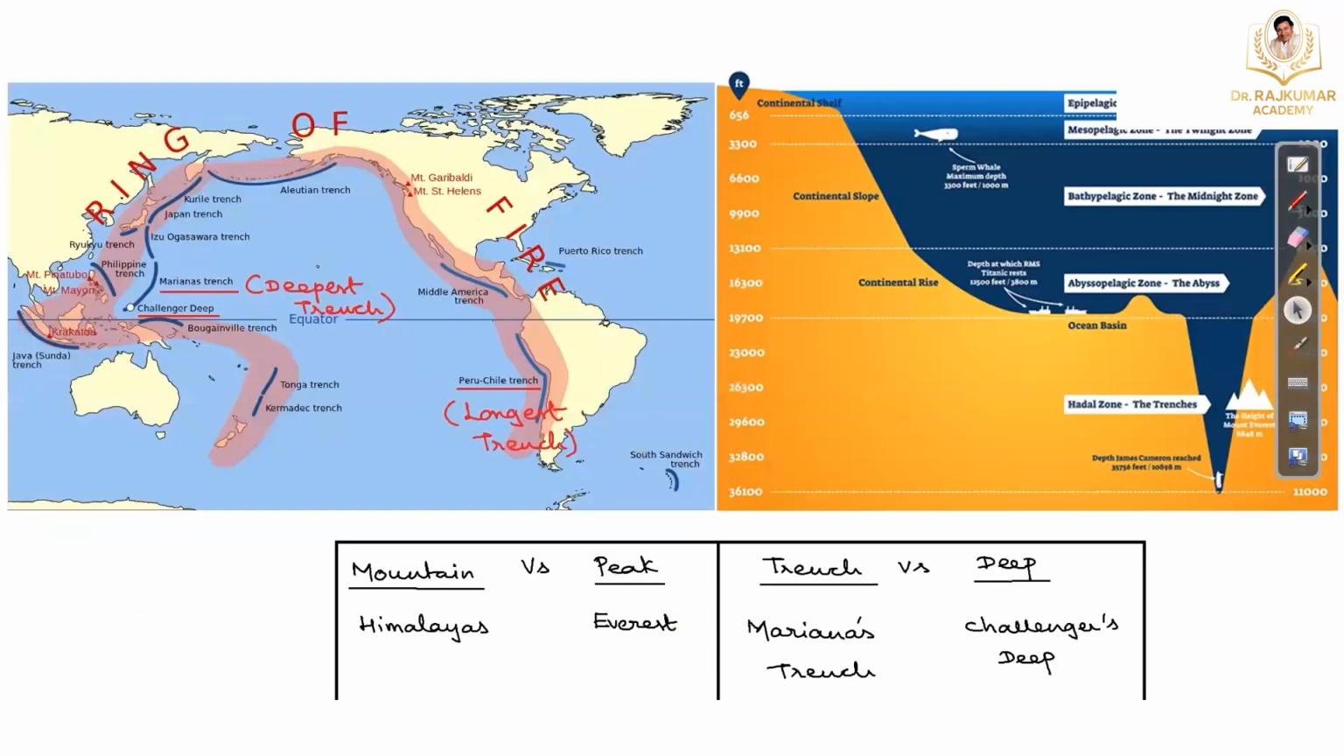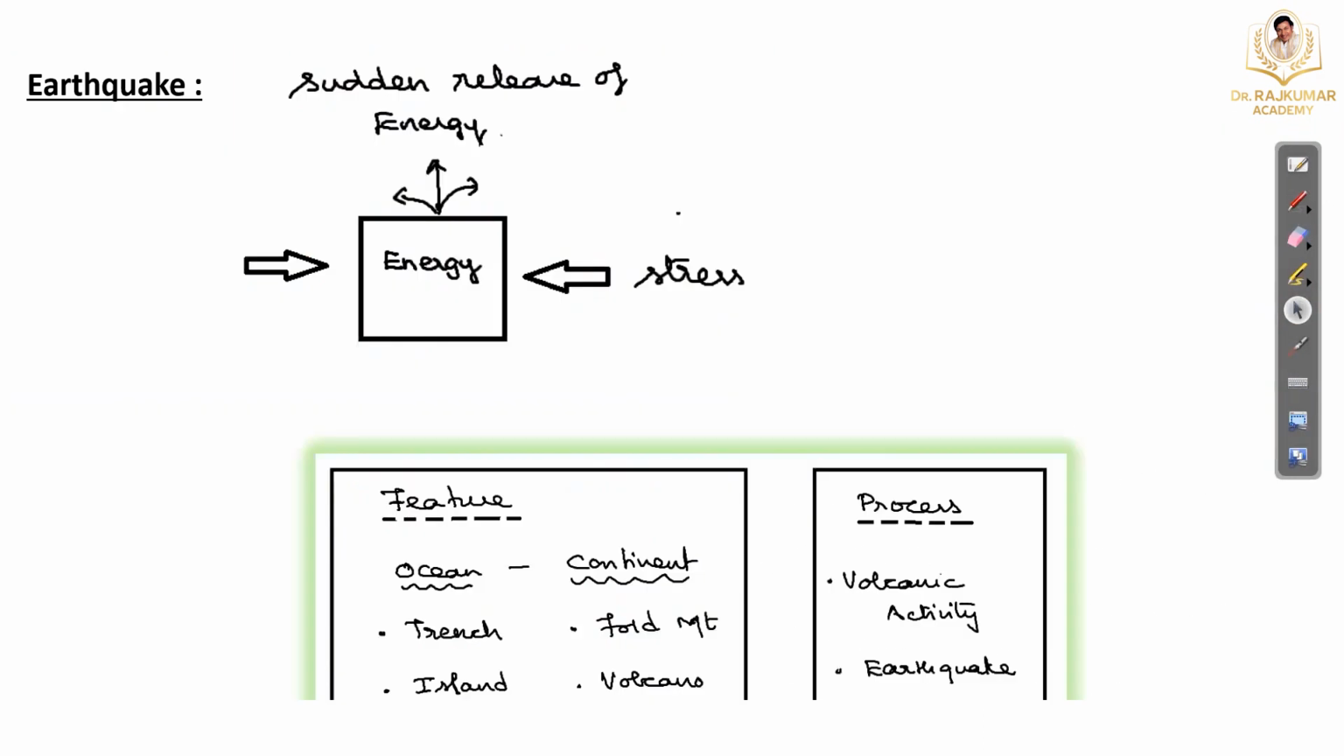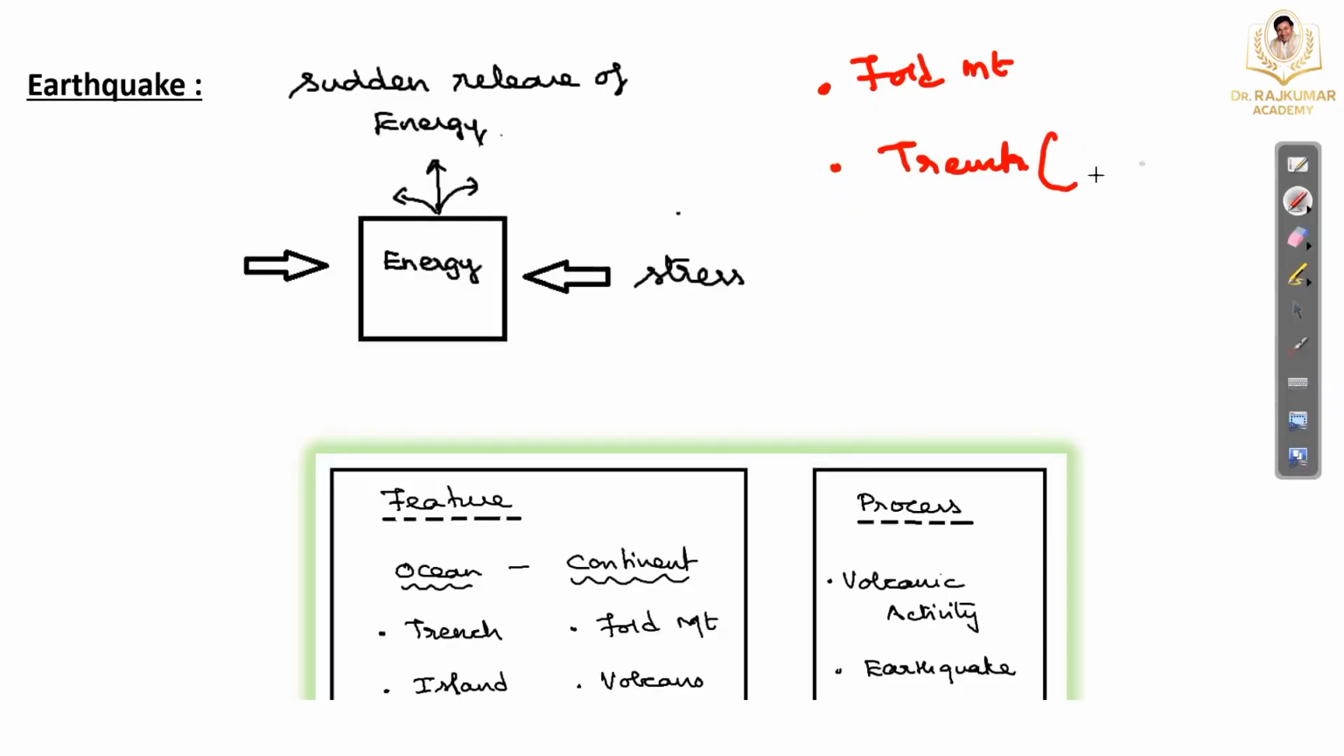Now, all examples we have taken, right? We talked about volcanic activity, even the examples of volcano also we have taken. Now, what are the features and processes we have taken? For example, we talked about a feature called fold mountain. Then we talked about the feature called trench. What was the process that facilitated the formation of a trench? The process called subduction.